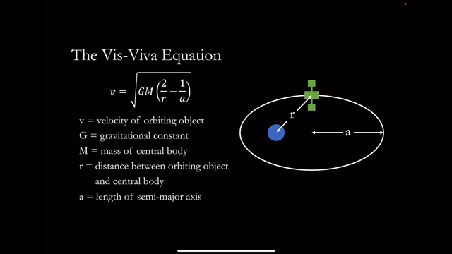But before we get into Hohmann transfers, we must discuss the vis-viva equation. So this says that v, or the velocity of the orbiting object, is equal to the square root of GM times (2 over r minus 1 over a). So G is our gravitational constant, M is the mass of the central body, r is the distance between the orbiting object and the central body, and a is the length of the semi-major axis. So this equation is super important for our calculations for Hohmann transfers, as you can see in the upcoming slides.